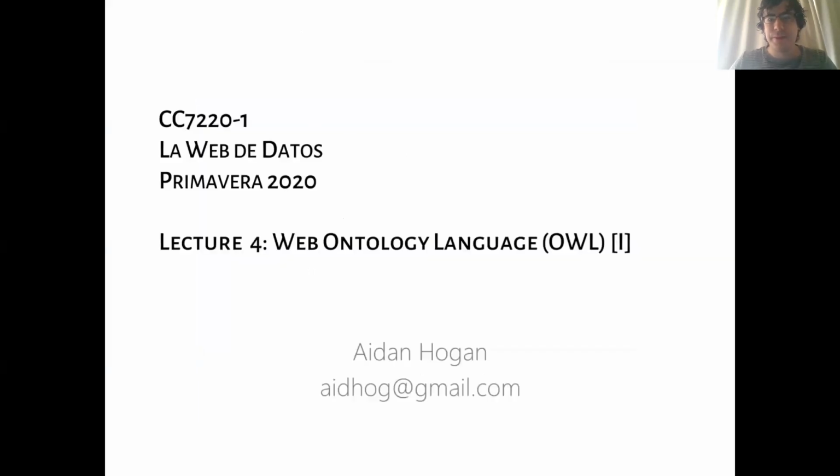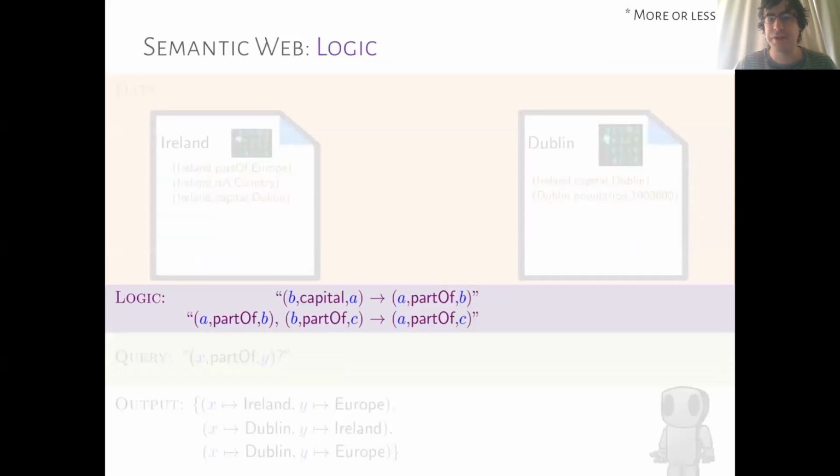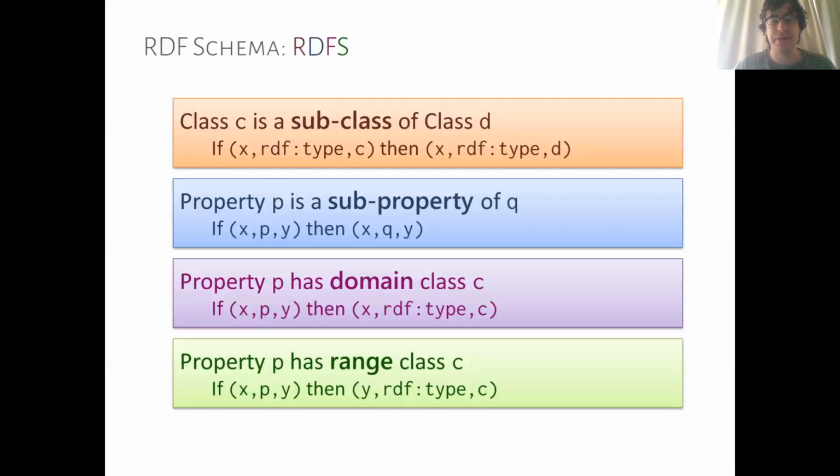Okay, so the class for today, we're going to discuss a new standard called the Web Ontology Language. So the last time we spoke about logic, we started to talk about RDFS, RDF schema, which is a way of representing logical-like statements within RDF graphs. So we saw that RDFS has four main features: subclass, subproperty, domain, and range. And we saw some examples of those in the lab.